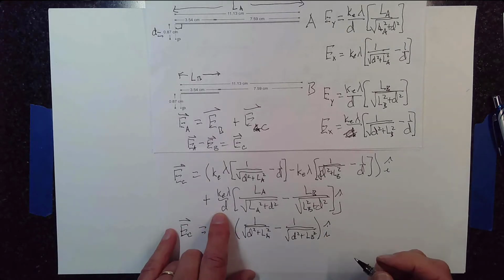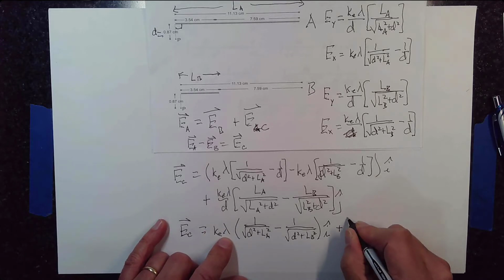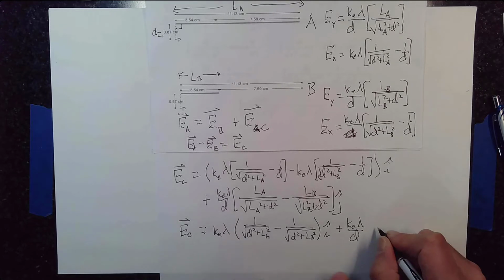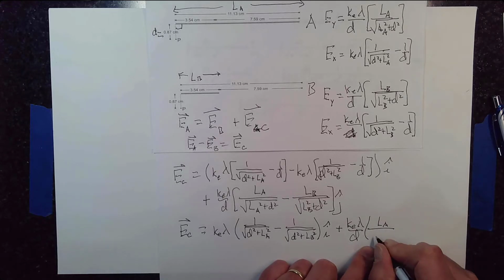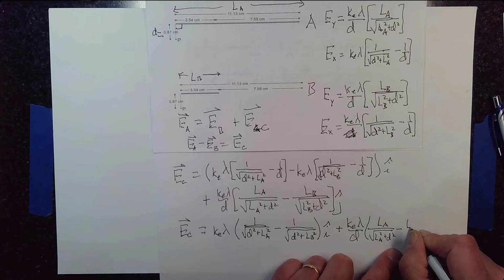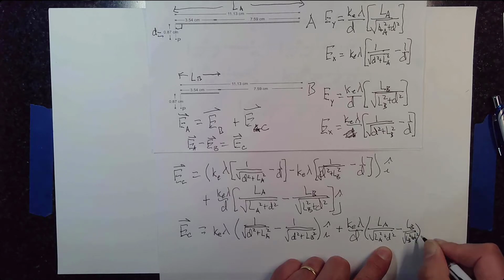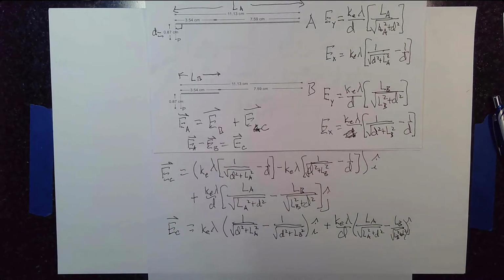And the J hat term I already had pretty well simplified, but it is plus K sub E lambda divided by D, and then L sub A over the square root of L sub A squared plus D squared minus L sub B, running out of room, divided by the square root of L sub B squared plus D squared. And that's the J hat component. So it got a little crowded over there. But those are nice expressions.